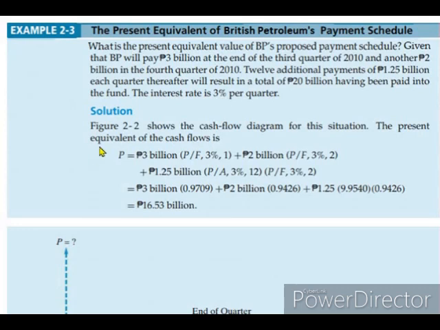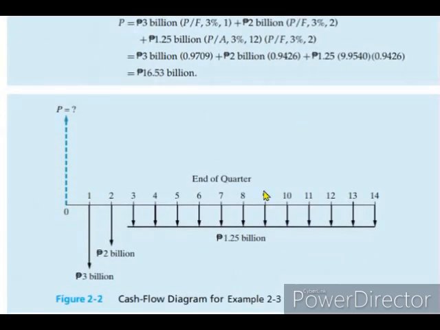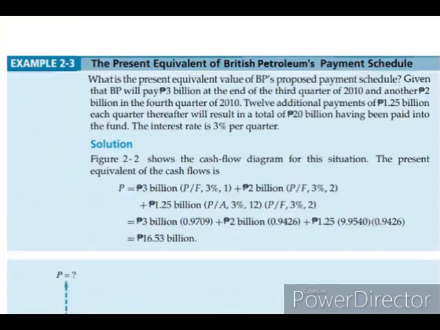For the solution, figure 2-2 shows the cash flow diagram for this situation. So, the present equivalent of the cash flow, let's go to figure 2-2. In the first period, 3 billion. Second, 2 billion. Then there is an annuity of 1.25 billion. We are asked to find P sub 0, because that P is at period 0.